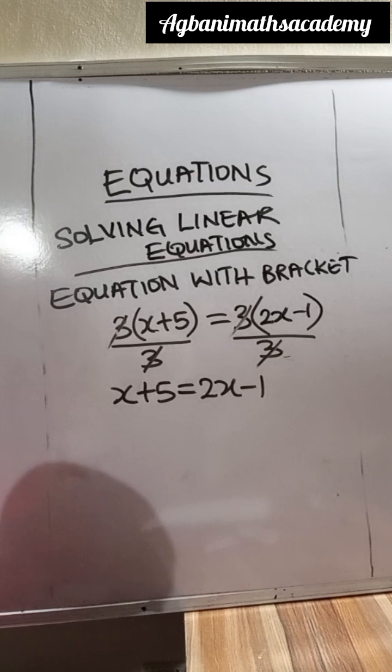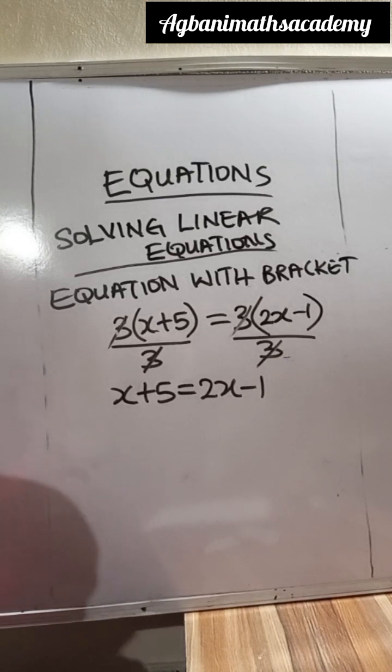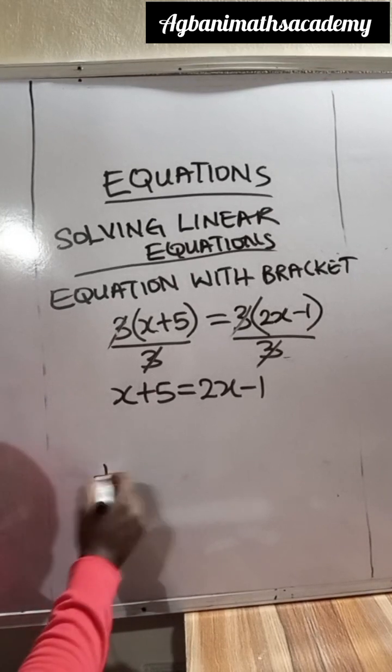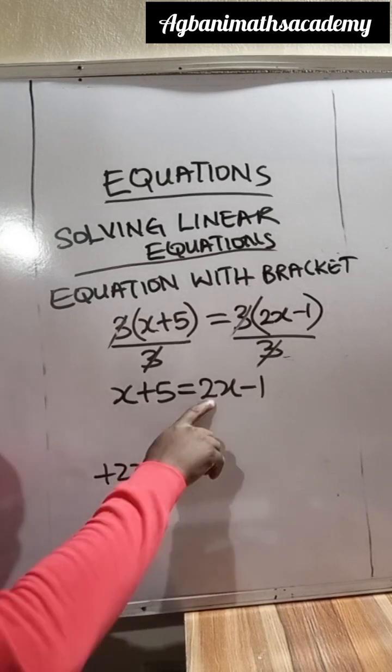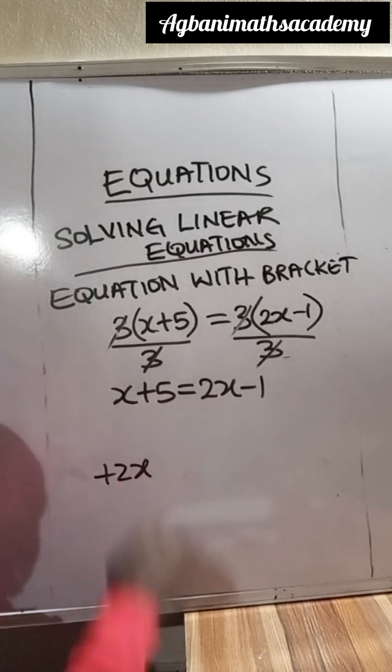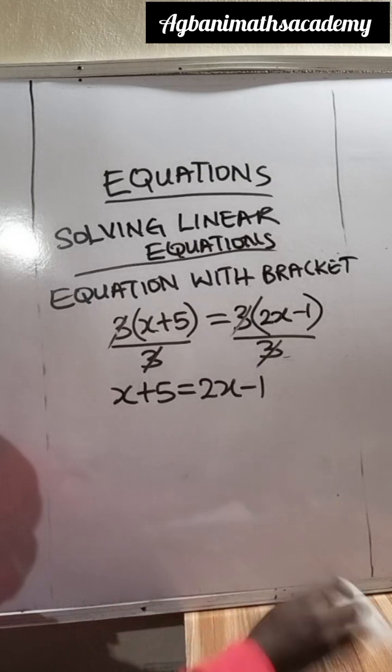And for 2x to move, we need to introduce the opposite of 2x. Does anybody know the opposite of 2x? 2x is the same thing as plus 2x. So what's the opposite of plus 2x? Minus 2x. In order to eliminate plus 2x on the right, we have to introduce minus 2x.